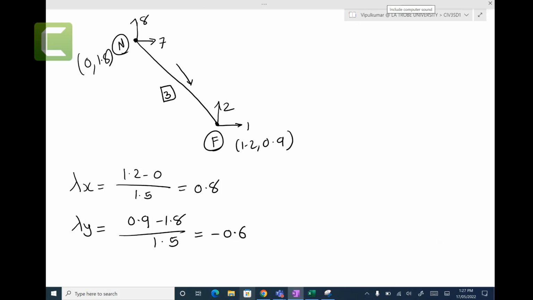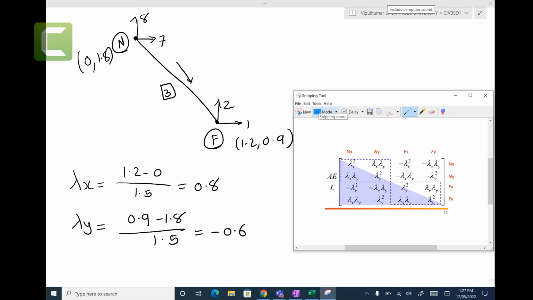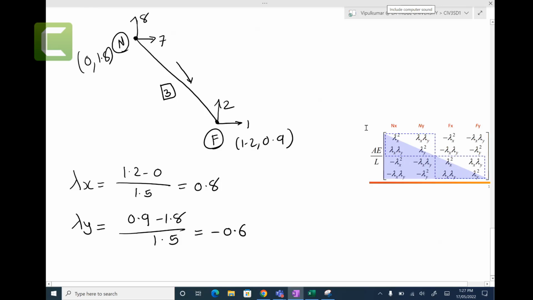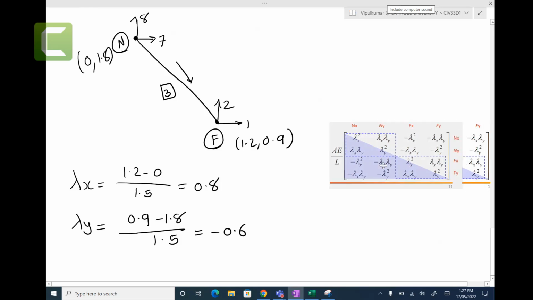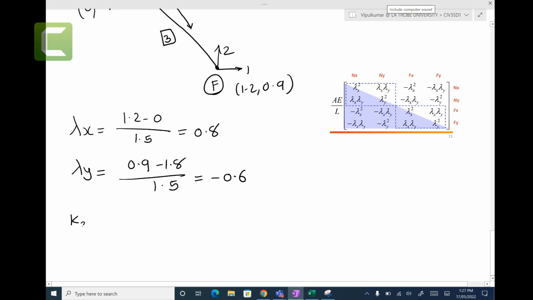So now we have lambda x and lambda y, and then we can just put that in. This minus sign will be helpful, meaning that it will clear up one concept that is very important. I will show you what concept this minus sign brings for us. Now, K3, capital K3, is AE over 1.5 length. Look at this minus sign that you have here, okay?